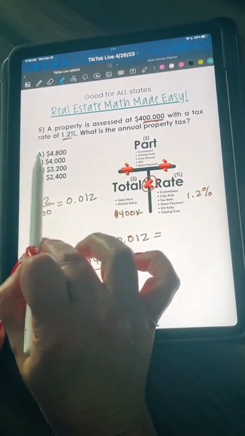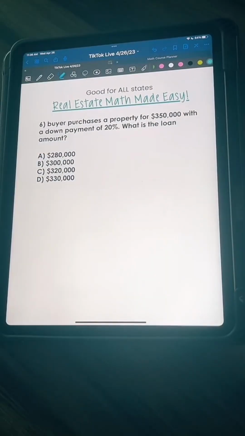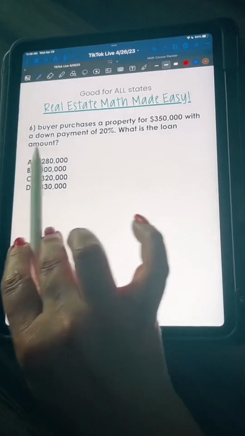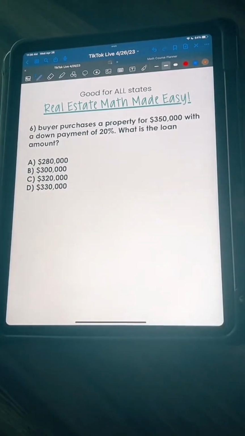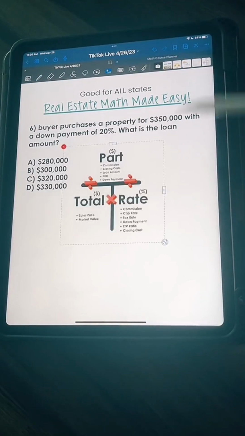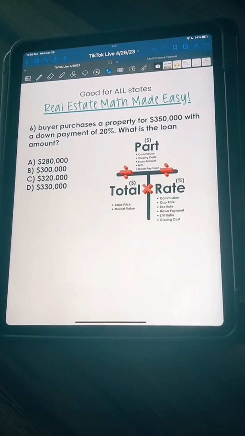Oh, I put the eraser. All right, so let's look at number 6. Oh, it's supposed to say a buyer. A buyer purchases a property for $350,000 with a down payment of 20%. What is the loan amount? All right, so this is a definitely good question for our T chart, our T method. And let me tell you, you're going to see this on your state exam. So yes, it's basic, but sometimes even the easy ones trip us up. And then we're like too overconfident and we mess it up.